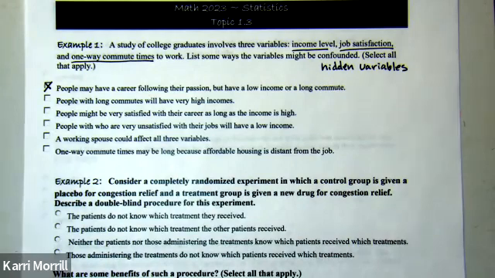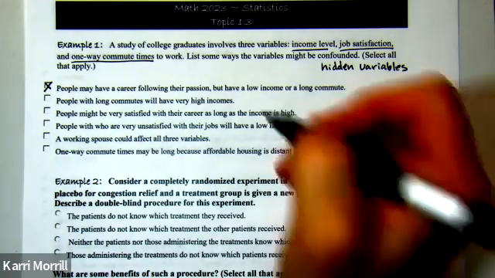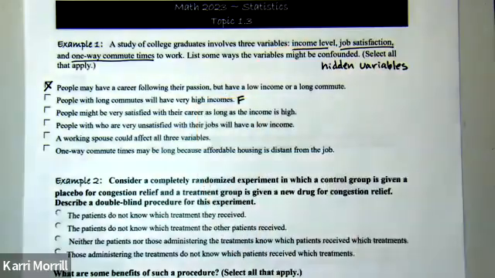So people with long commutes will have very high incomes. That's not really a cause and effect, is it? So that would probably be false. So I would not select that one.